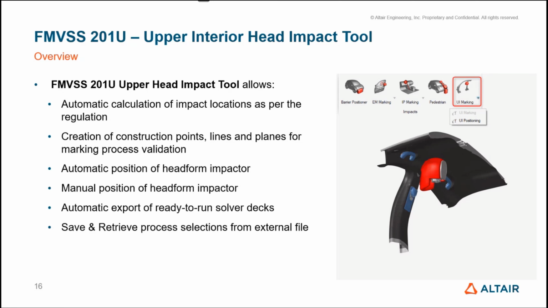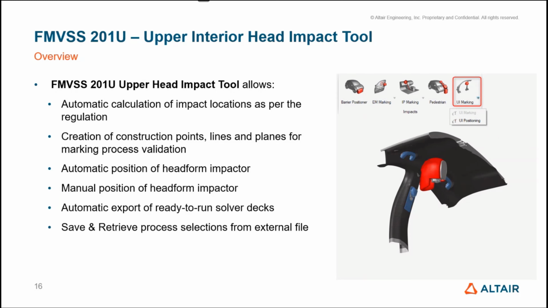Mainly this FMVSS 201U tool, what we have built here, does the marking. So the impact locations are calculated according to the regulation and marked. And when marking is done, the construction points, lines, and planes for those markings can also be validated, means can be seen on the screen to verify if that marking has been done correctly or not. And after the marking, one can do the automatic positioning with the headform impactor.